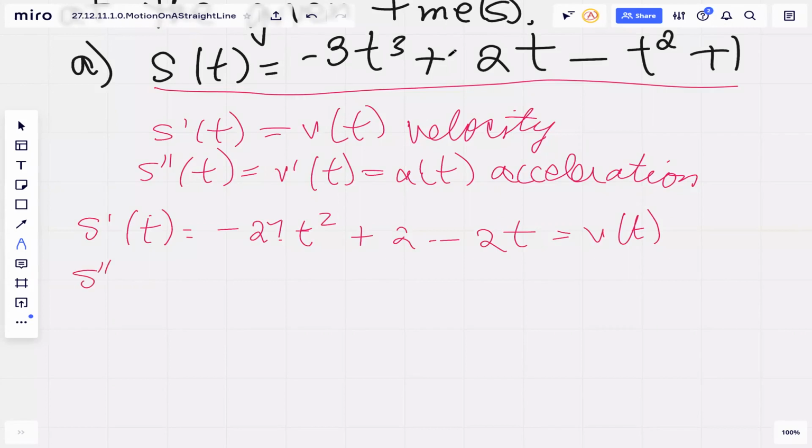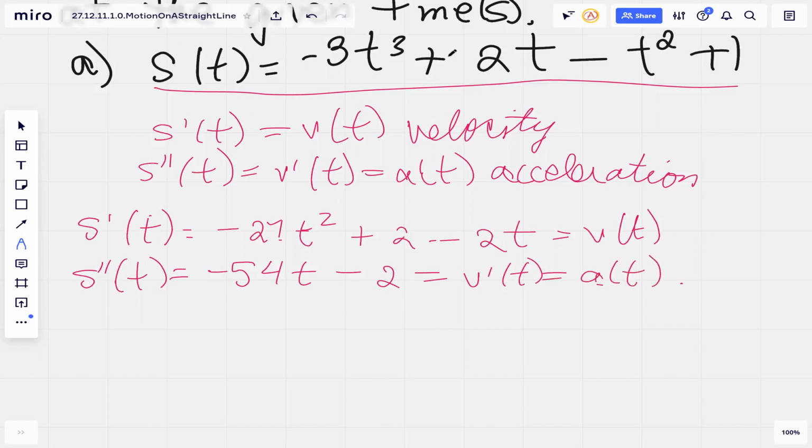The second derivative equals negative 27 times 2, which is negative 54t minus 2. And this is also the first derivative of the velocity, and this is our acceleration.